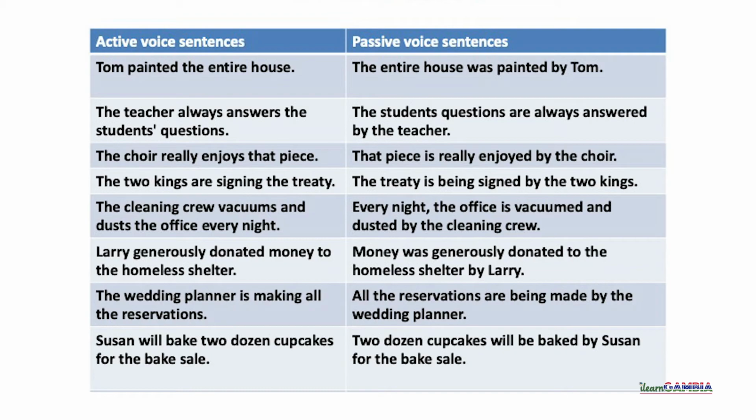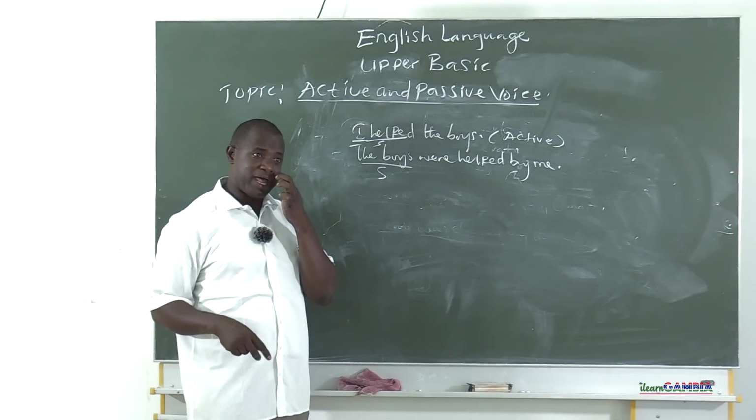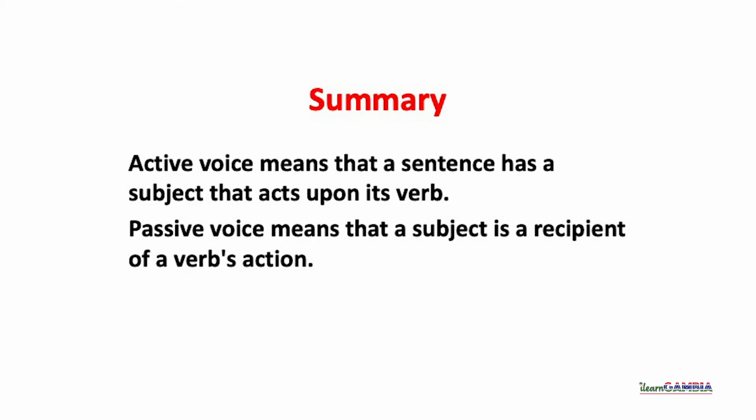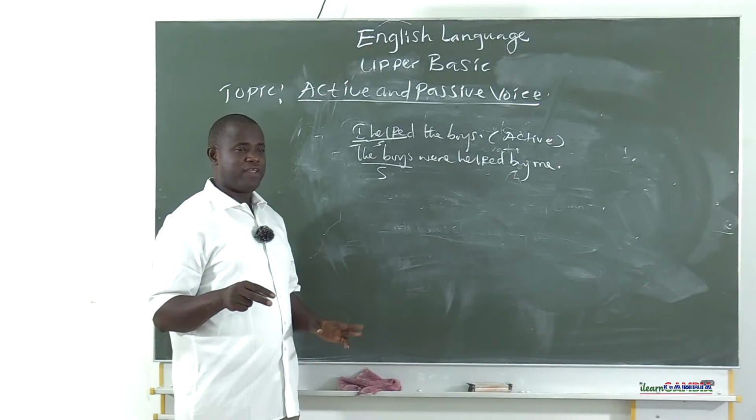Susan will bake 2 dozen cupcakes for the bake sale. 2 dozen of cupcakes will be baked by Susan for the bake sale. So we move on. Good. Now we summarize our lessons. We said active voice means that a sentence has a subject that acts upon its verb. Passive voice means that a subject is a recipient of a verb's action. So that's it for today.